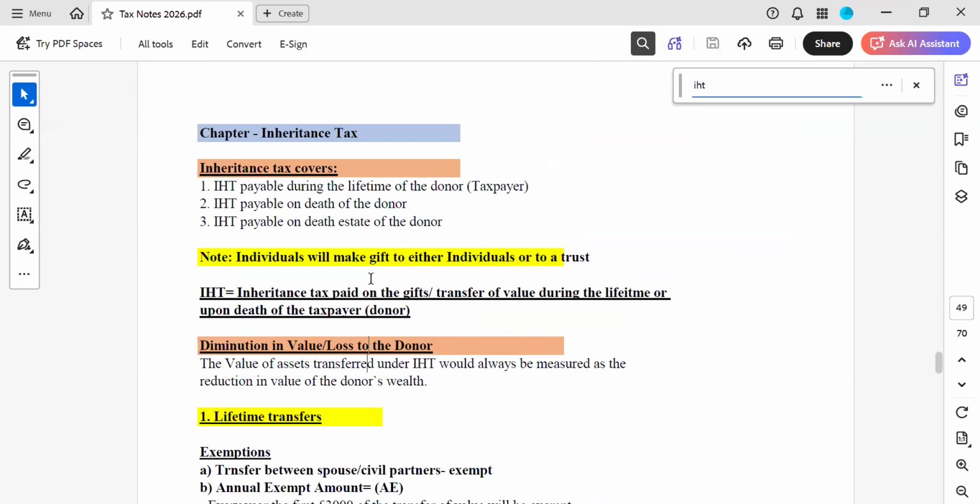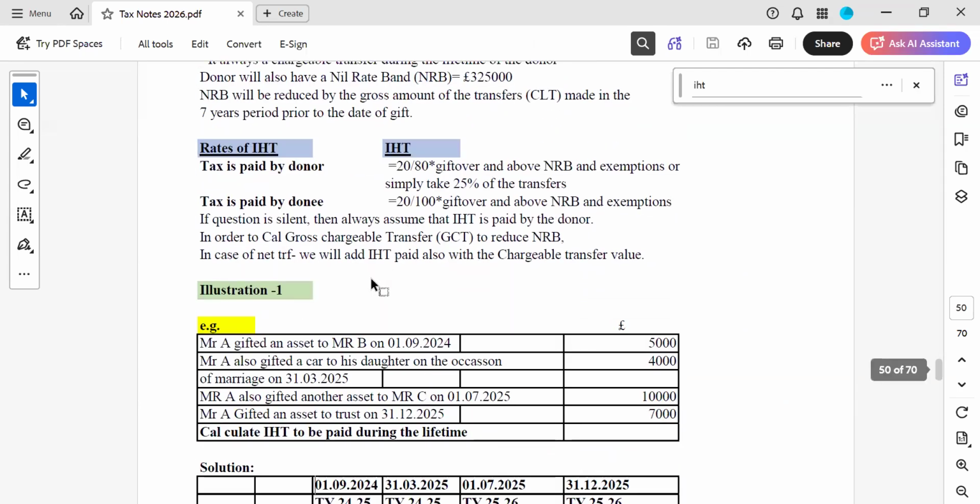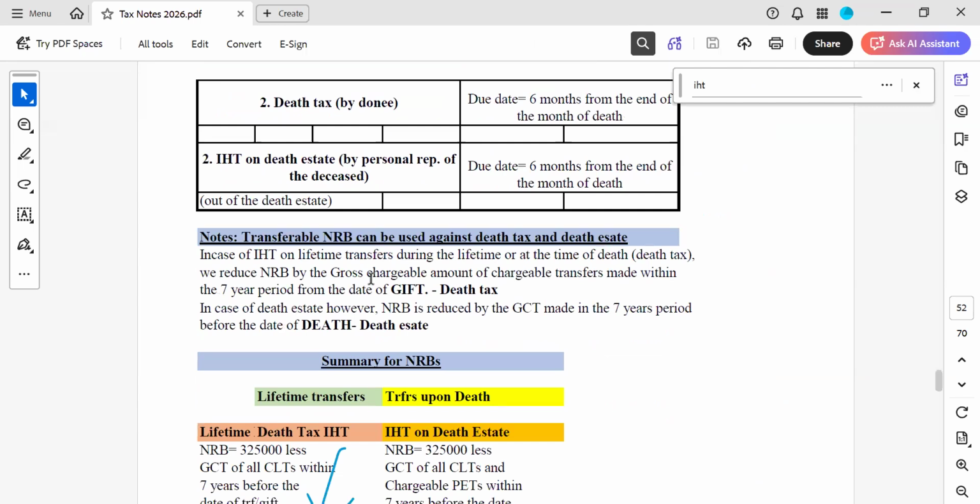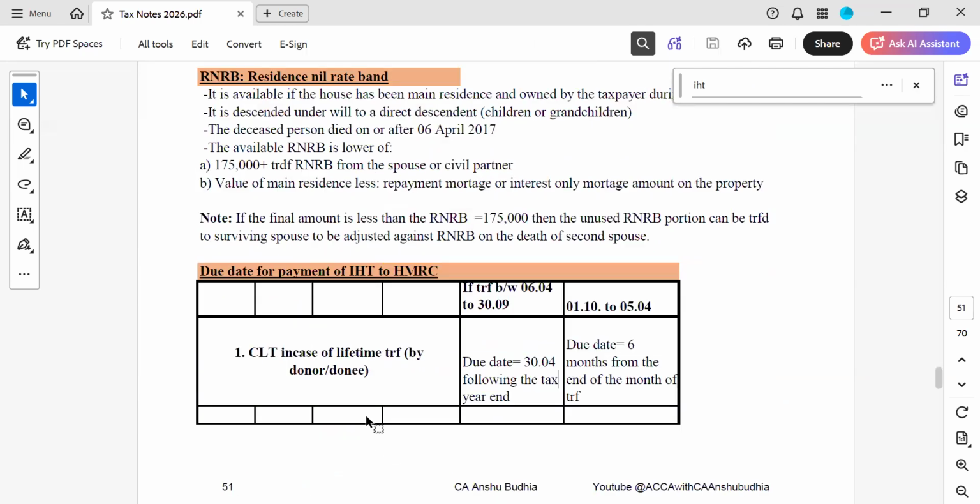And here is your answer to your query about the due dates. Look here. For a lifetime tax, we see if the transfer is made till 30th September or after it. For transfers made till 30th September, the due date is 30th April, following the end of the tax year.